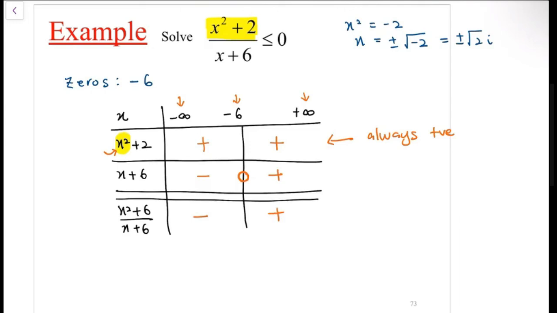Alright. And then last part, in order to choose the region, always refer to our question because it's less than 0. Kita kena pilih negative. So I choose negative region. Means in this case, our final answer is negative infinity up till negative 6. Okay. So that's all for rational inequality.